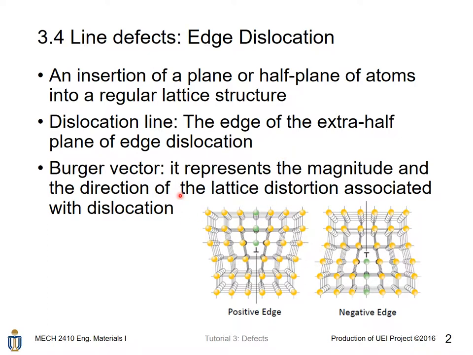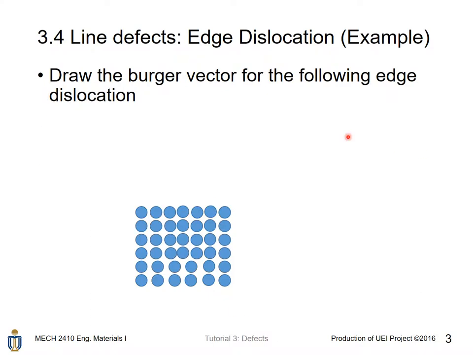We can use Burgers vector, which represents the magnitude and the direction of the lattice distortion caused by these dislocations. One example: draw the Burgers vectors for the following edge dislocations.